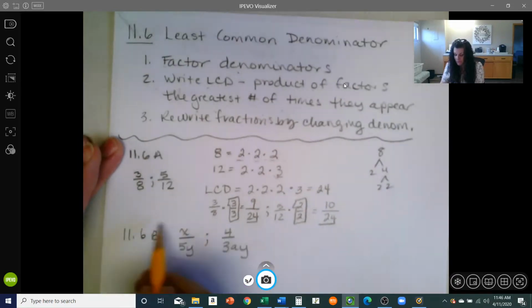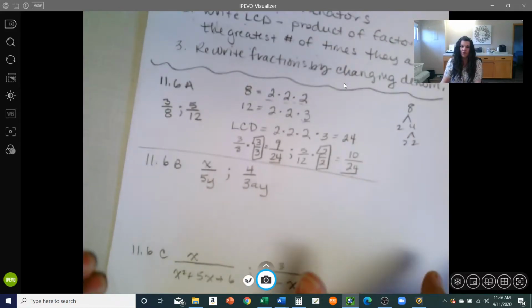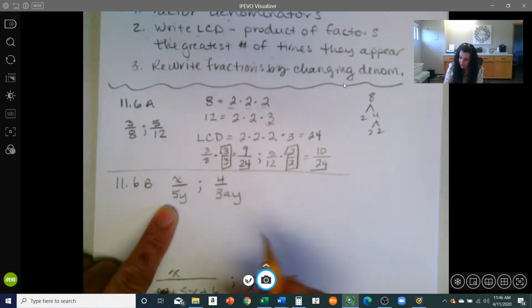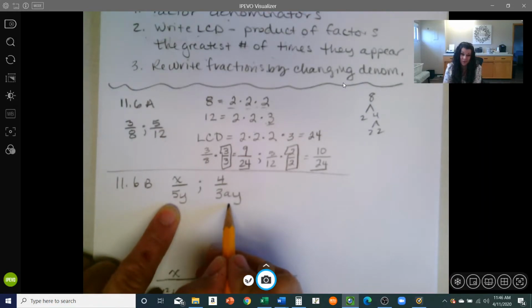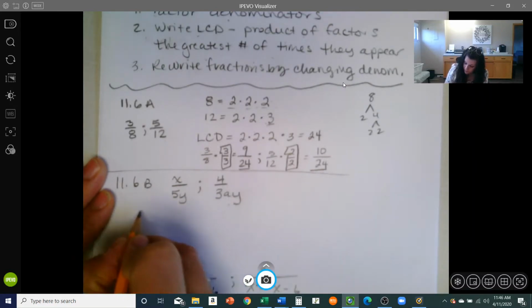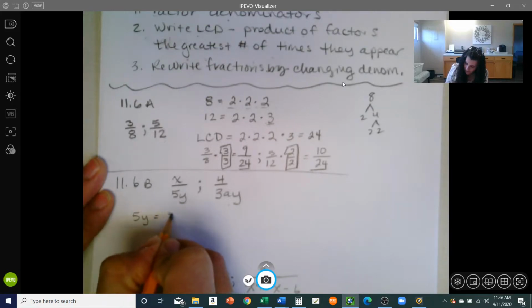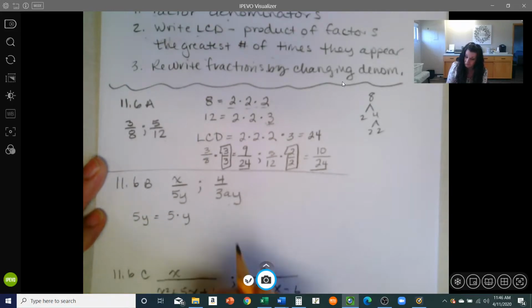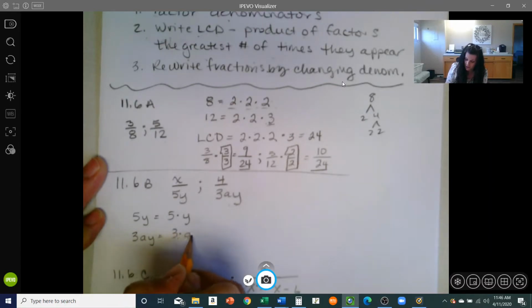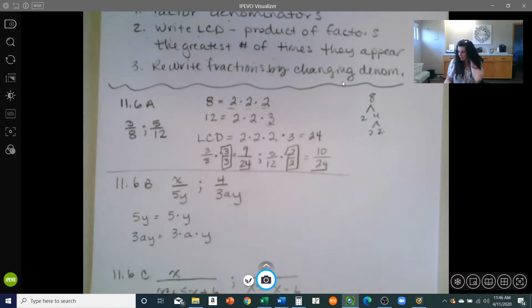Okay, so we're going to move on to something a little bit more abstract. However, this one, our factoring is a little bit easier because they're already factored. So remember, we're factoring our denominators. So 5y is 5 times y, okay? And 3ay is 3 times a times y.